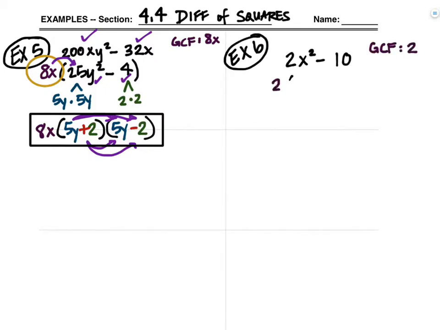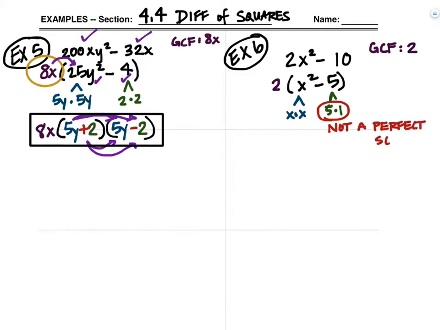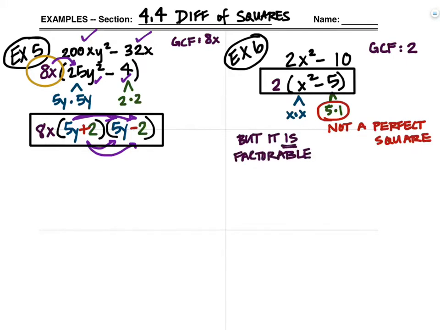So it's 2x squared minus 10. We do have a greatest common factor of 2, which then the remaining terms are x squared minus 5. We break up the x squared into x times x, and the 5, oh, bummer. The 5 is not a perfect square. The only options for the factors of 5 are 5 times 1. But it is factorable because it has a greatest common factor. So my answer is 2 times the quantity, or the binomial, x squared minus 5.